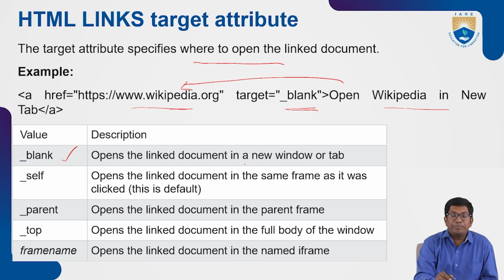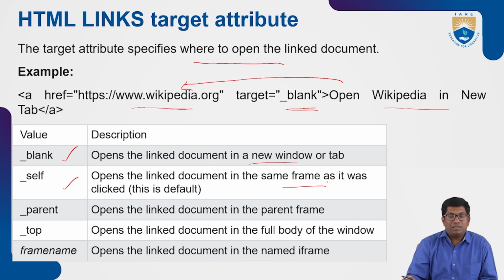That opens the linked document in a new window tab. Underscore self opens the linked document in the same frame as it was clicked. So it will open in the same page. It overlaps the previous web page, and whatever URL page is given, it will open in the same frame or the same page. Next, underscore parent opens the linked document in the parent frame. You can specify one web page as a parent frame. So whatever you open, it will open in that web page. So that is a parent page.